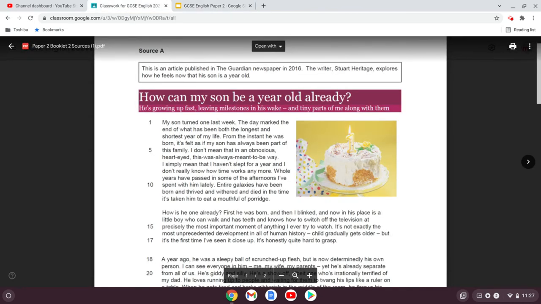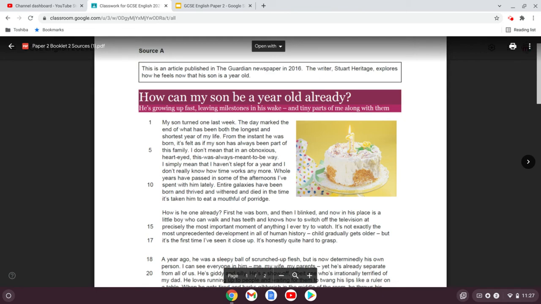So what I want to do is read out the sources from booklet 2. They will be in your booklet in the classroom. They are on Google Classroom already. Please take some time to annotate these and think about what you think the writer is trying to say and express to you as the reader. And then we'll go over it together in class in a couple of weeks' time.